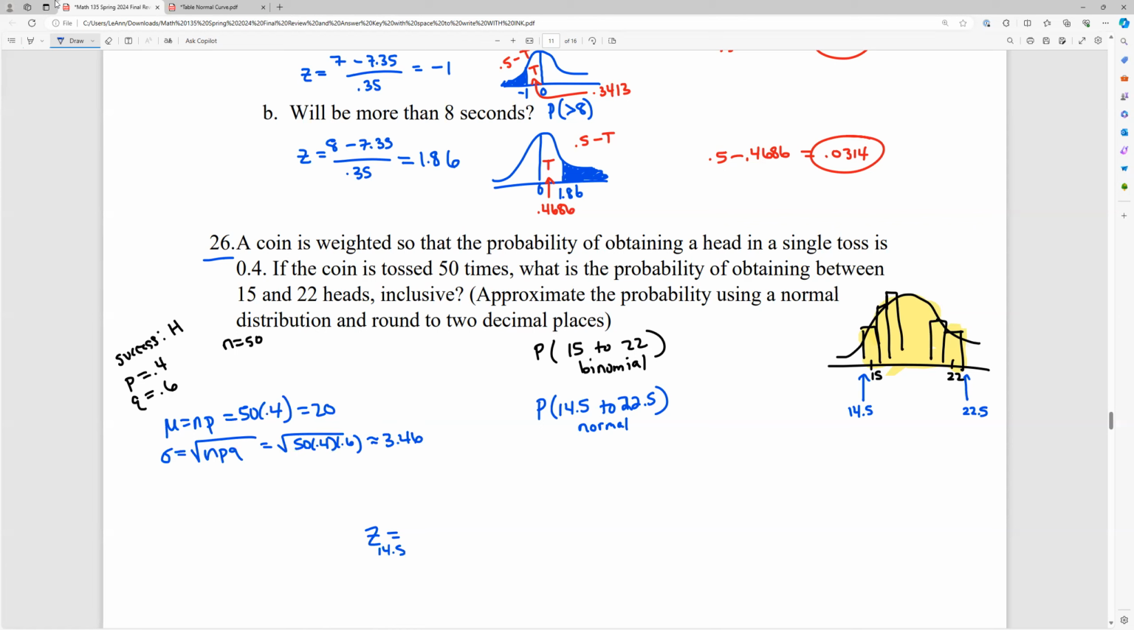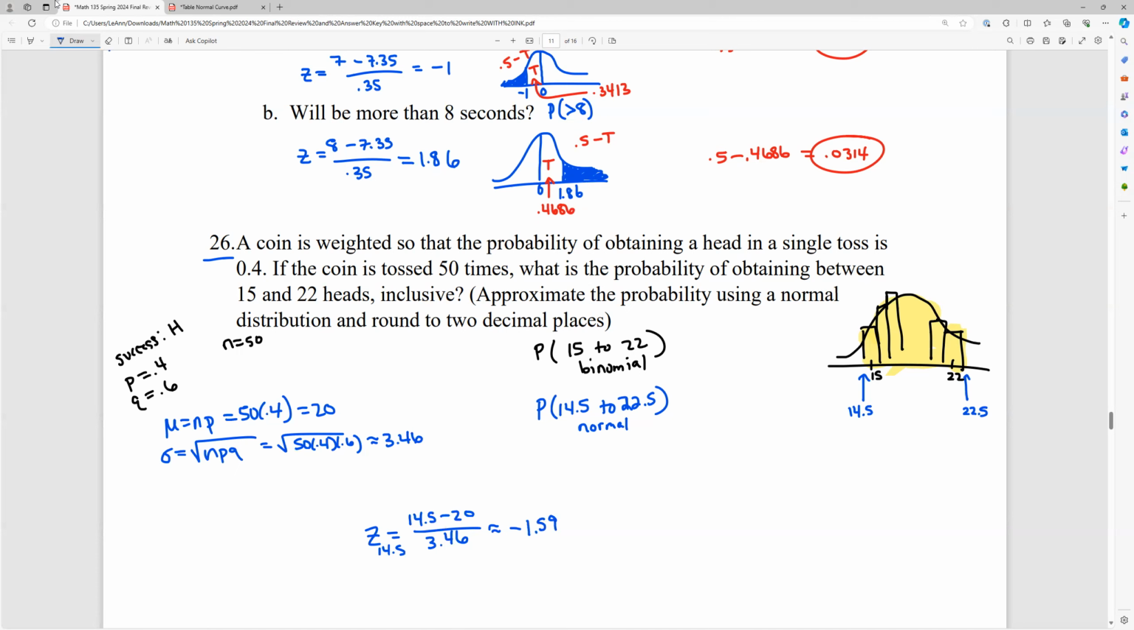So now I have a mean and I have a standard deviation, and I have actual items. So for the first one, we're doing 14.5 minus 20 over 3.46. Okay, that's the formula for that z-score if we're using the normal approximation to the binomial. So 14.5 minus 20 divided by 3.46. I round that to 2 decimal places. That's going to be a rough z-score of negative 1.59.